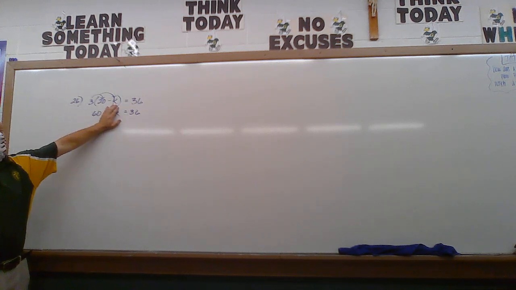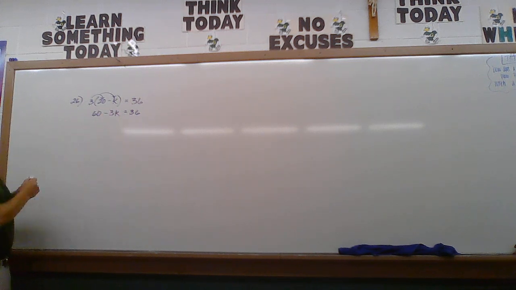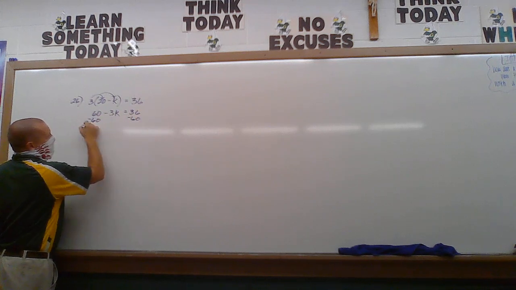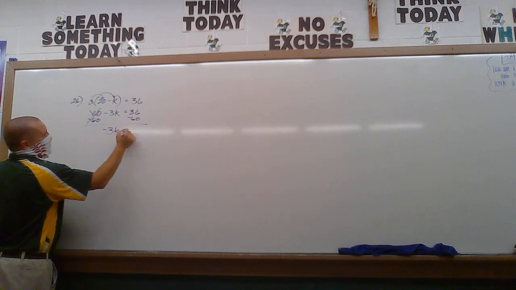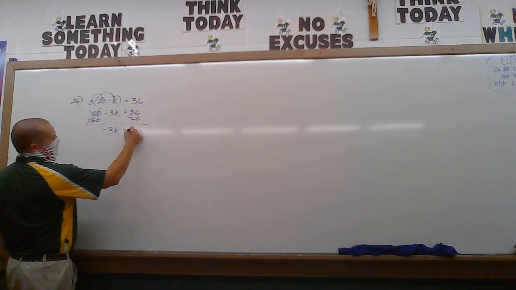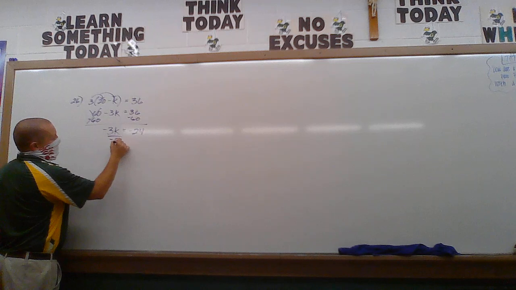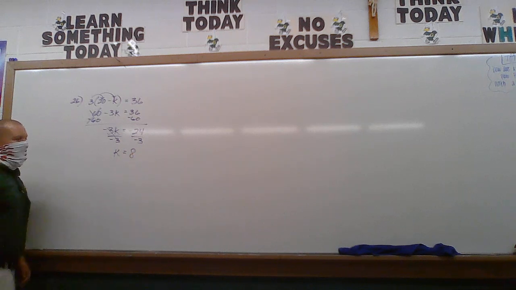I'm going to cover up the part that has my variable. And how do I get rid of 60? Subtract it. Whatever I do to one side, I got to do to the other side. So my 60s cancel out. What's 36 minus 60? Negative 24. And how do I get K all by itself? Divide by negative 3, right? Because, again, we wanted to be positive and all alone.